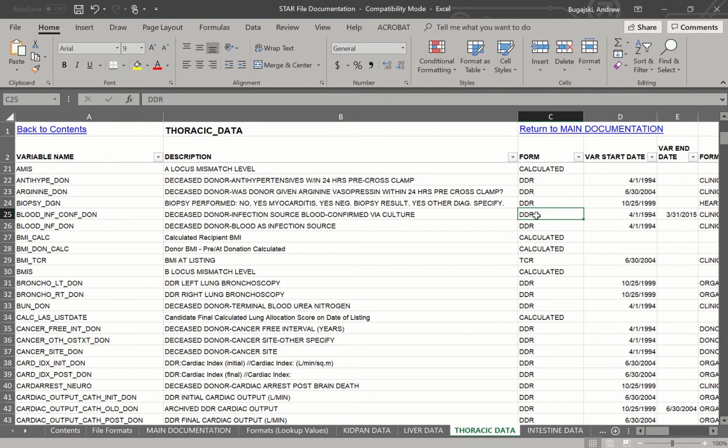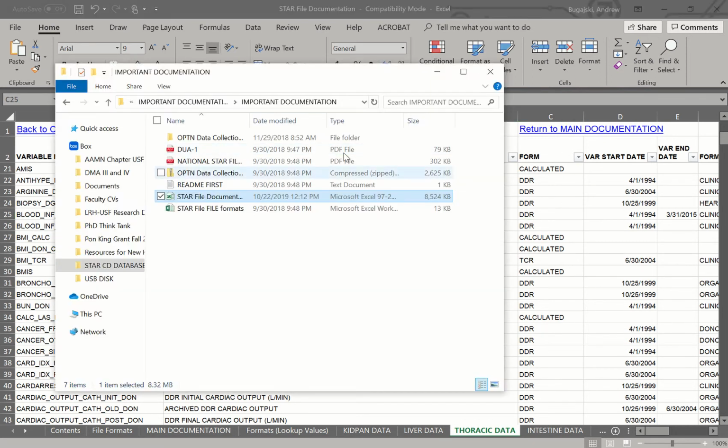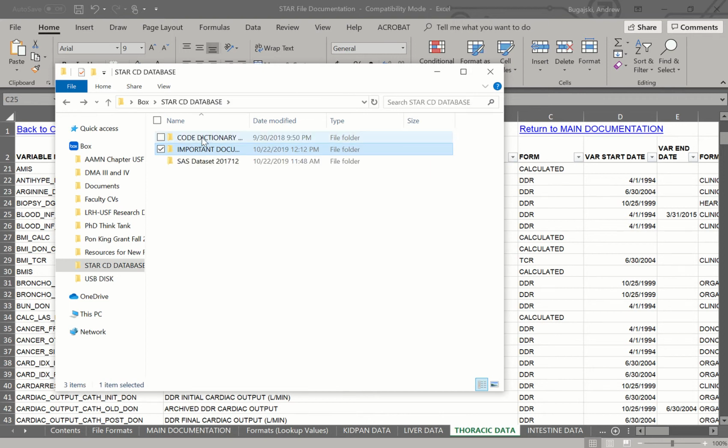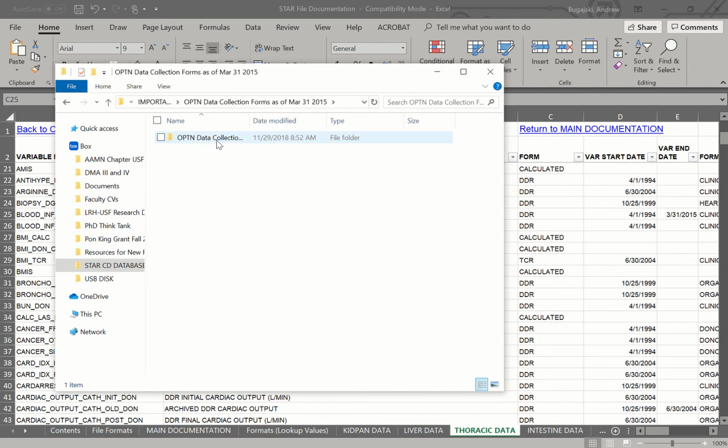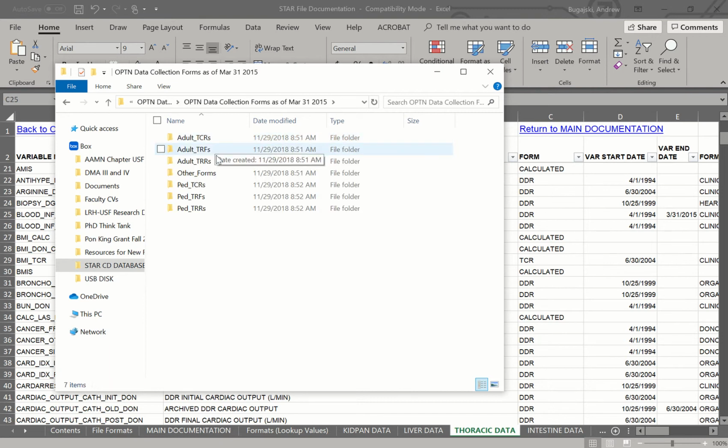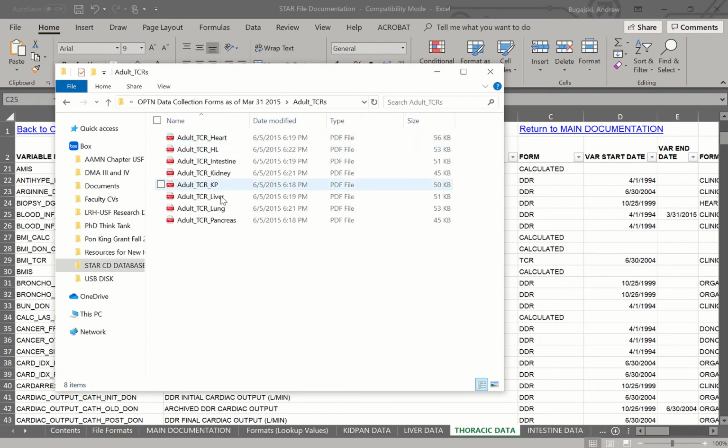Okay, it's from whatever that form is. It's saying this is the form. So I'm sure somewhere in this big old, this is all I have. Code dictionary. It might be in here. If I was interested, I could find DDR, right? Maybe it's in here. Data collection forms. Okay. I don't know what DDR is, but we'll see if it's TCR. Well, here's heart, lung, liver. It's combined. I don't know. So it might be under there, you know. So this is part of the secondary data. You have to find out.